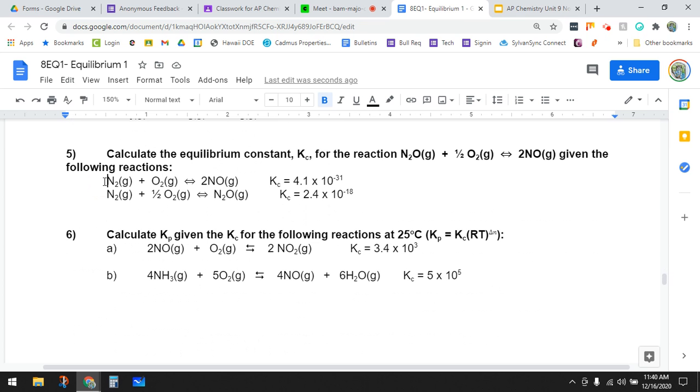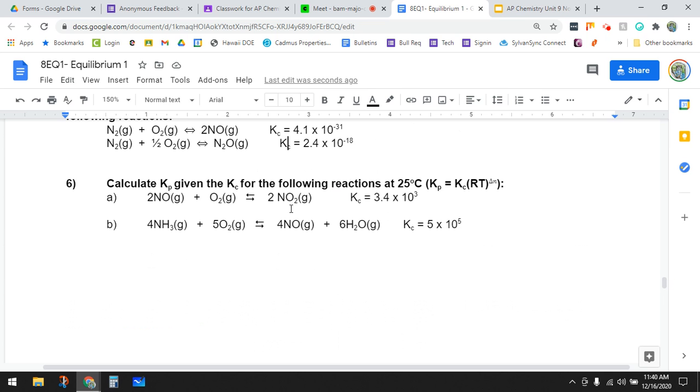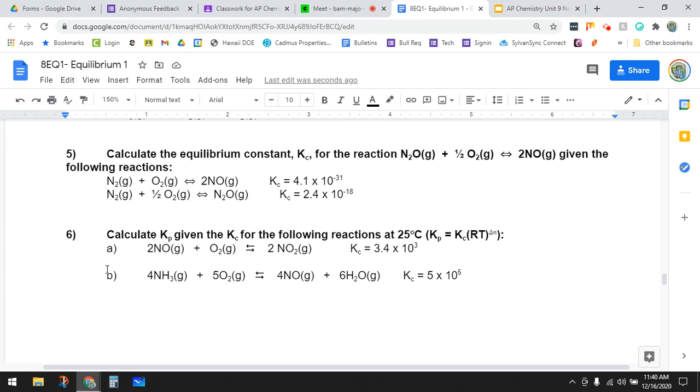Then when you get to 5 here, you're combining these two reactions to create this reaction. So you're manipulating them just like you do Hess's law to find the new Kc. If you flip it, you put 1 over. If you have to divide it by 2, you raise it to the 1/2 power, and then you multiply the Kc's together. So that's all the properties of K, and then this one's just finding Kp using Kc.